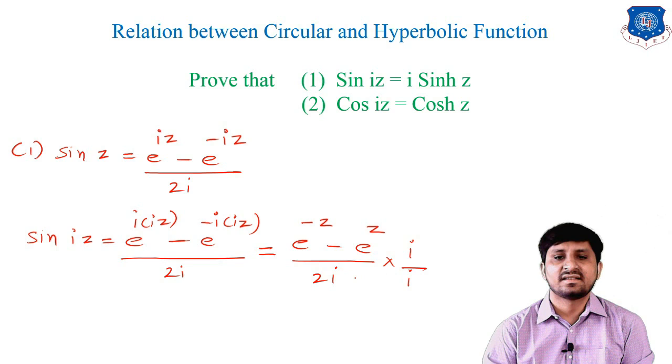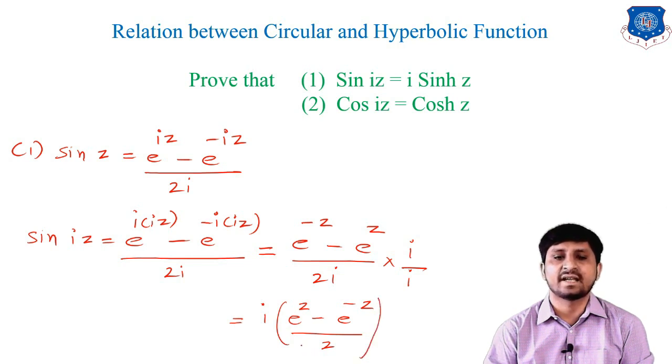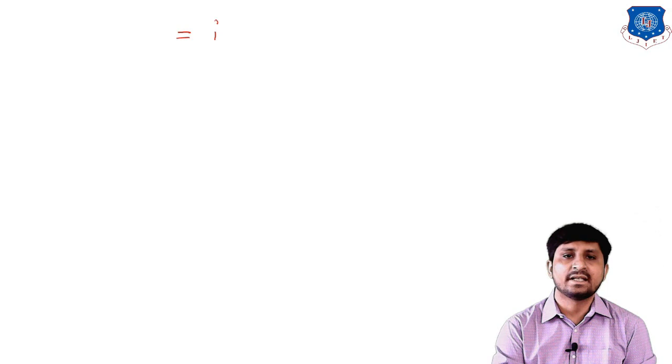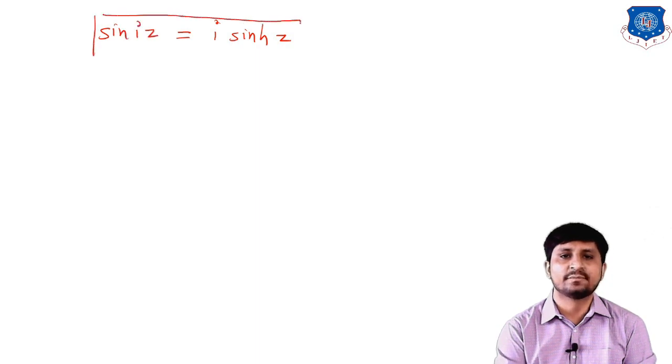In the denominator we have I square, which is minus 1, and with the numerator this can be written as e raised to z minus e raised to minus z divided by 2, and here we have I. Now e raised to z minus e raised to minus z divided by 2 is exactly sin hyperbolic z. So I can write this equal to I sin hyperbolic z. So we proved that sin iz is equal to I sin hyperbolic z.